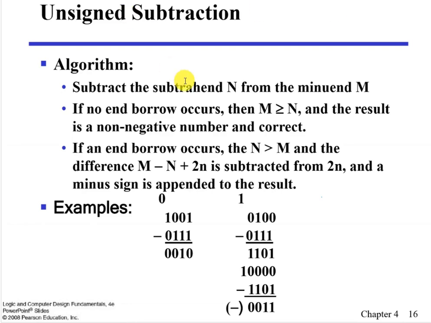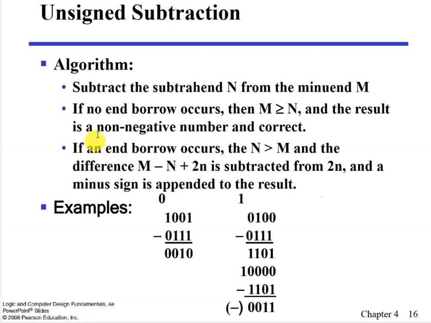Now let's consider the subtraction of unsigned binary numbers. We have a minuend and a subtrahend, and we can have two different cases. Let's briefly summarize this in an algorithm. First, subtract the subtrahend n from the minuend m. In the first case, we don't borrow if the minuend is greater than or equal to the subtrahend, and the result would be a non-negative number, giving us the correct subtraction.